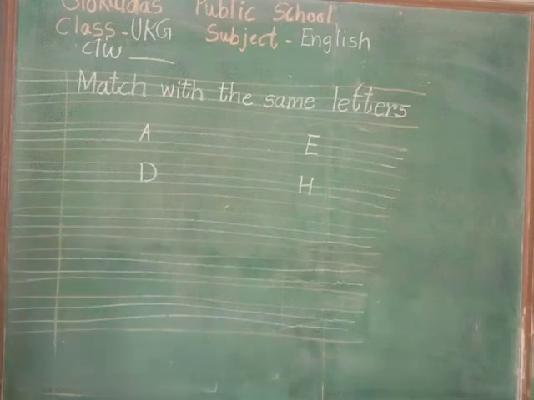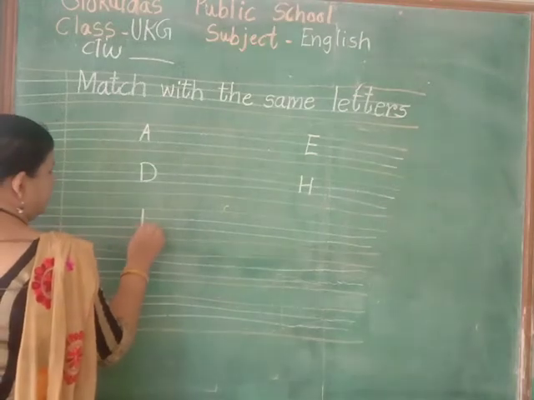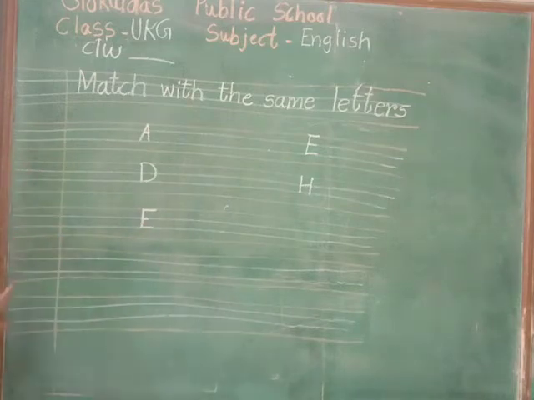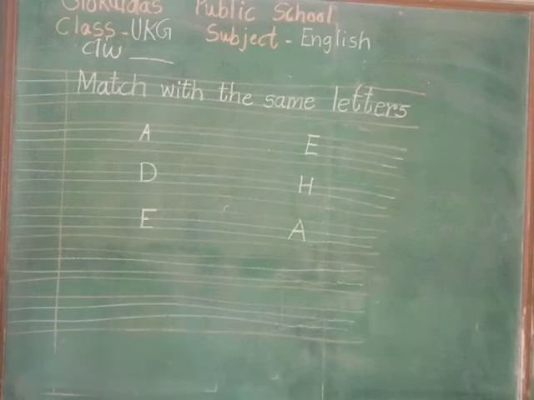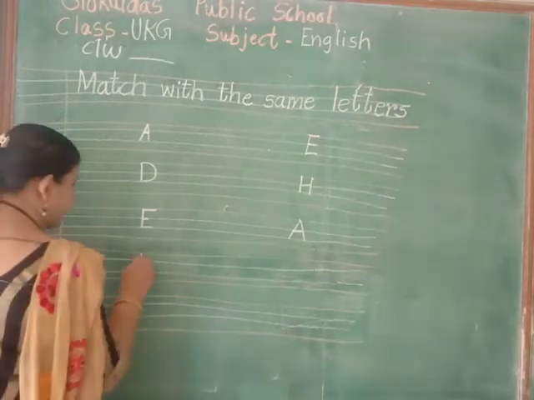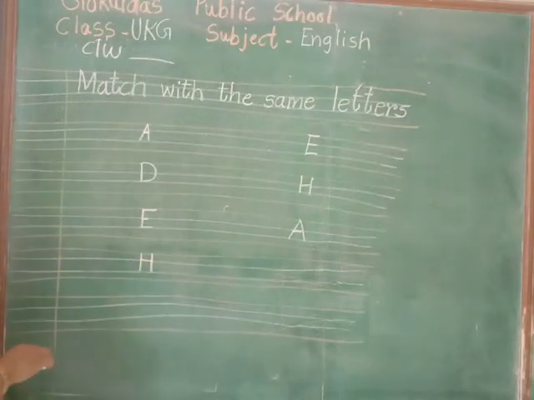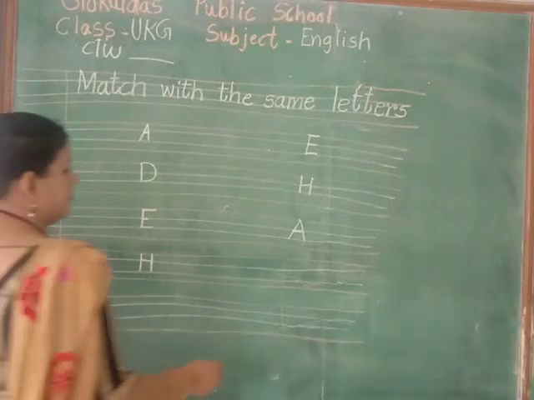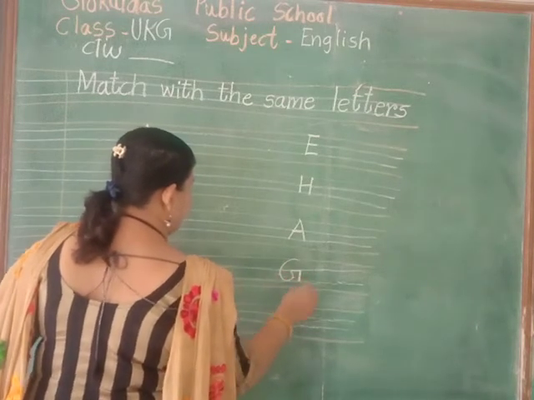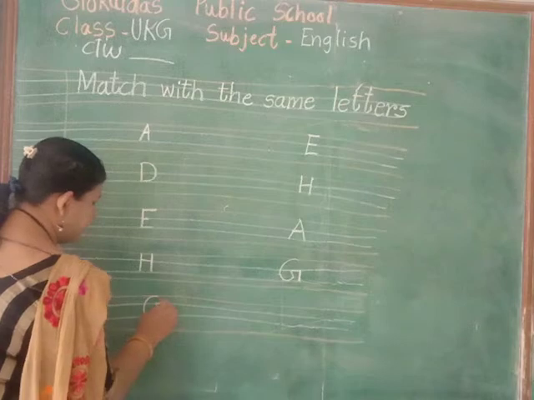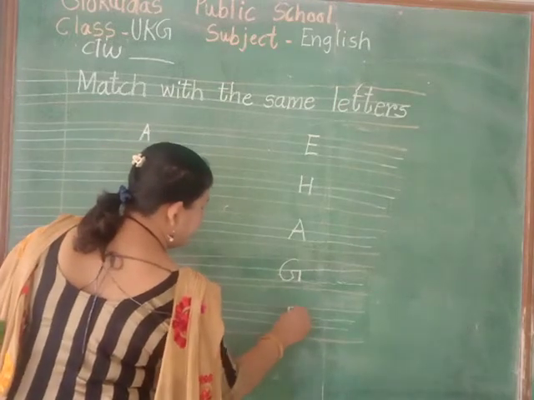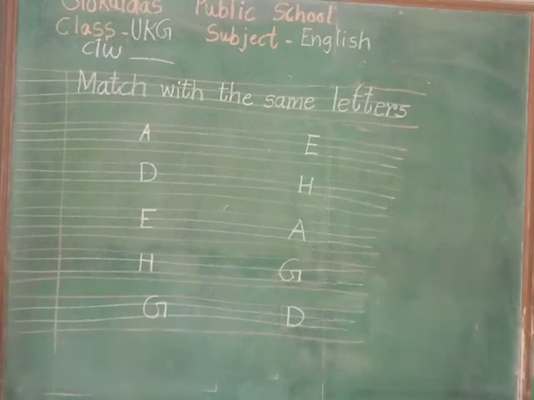After D, right here, E, then right here, A. Hurry up, right down here, H, right down here, G. Right down here, G. Here, D. Now complete this.